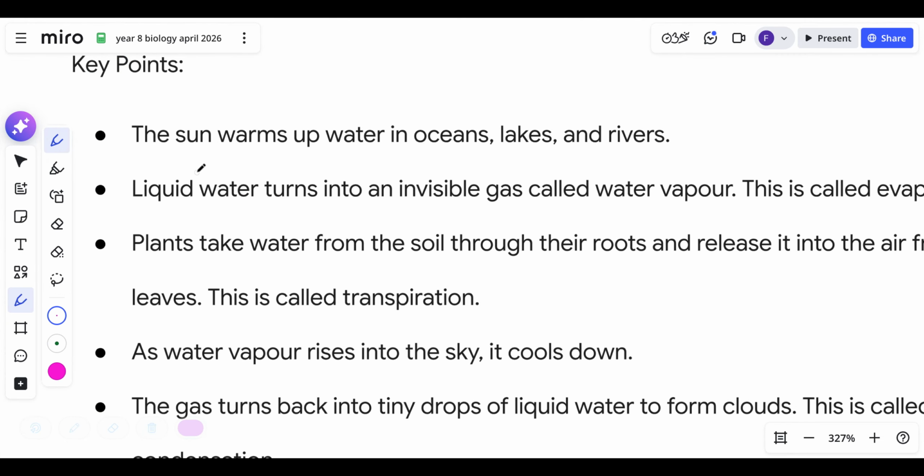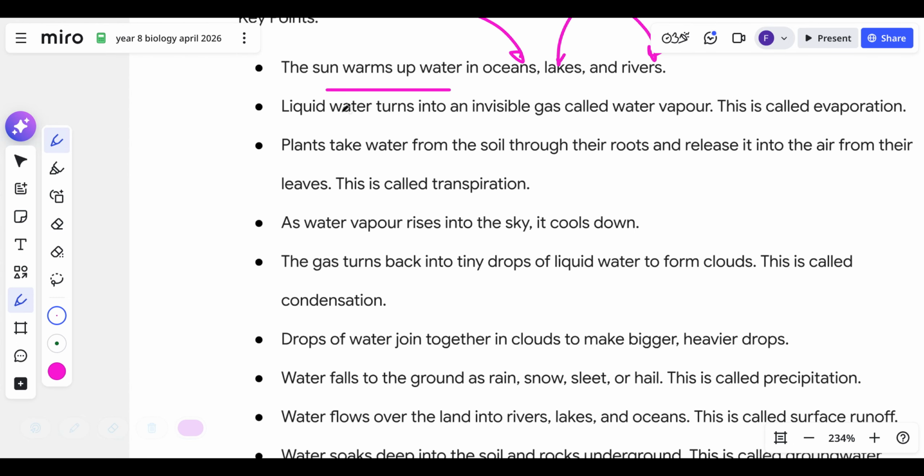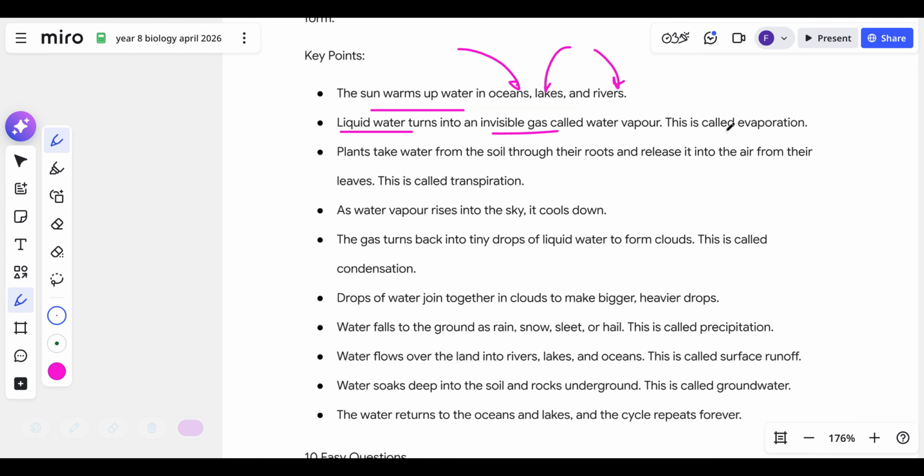Now, the sun warms up the water in oceans, lakes, and rivers. This liquid water turns into gaseous water, water vapor. It's an invisible gas. You can't see it. Right? So the water that's heated up by the sun turns into water vapor, and we call this process evaporation. That water vapor enters the atmosphere, and that's one way.